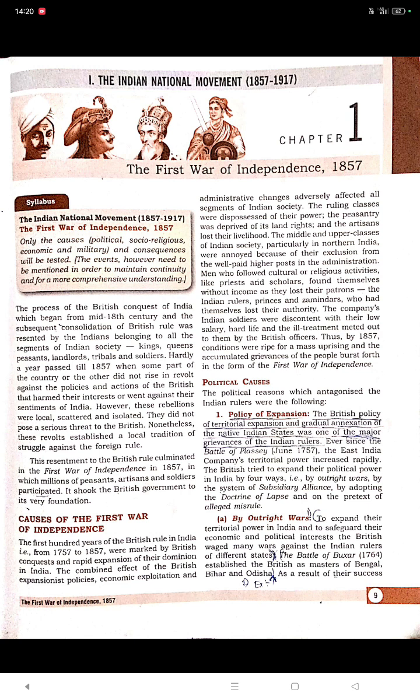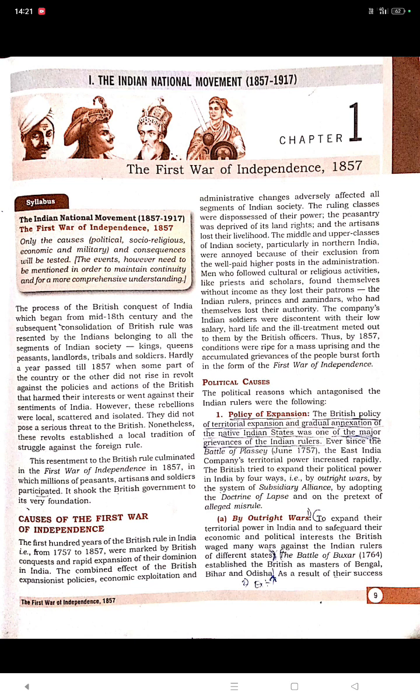The British conquest, they expanded their dominion in India rapidly. The combined effect of the British expansionist policies, economic exploitation, and administrative changes adversely affected all segments of Indian society. It affected the segments of India, means all the states of India, and it was against us. Those changes are not comfortable for our culture.